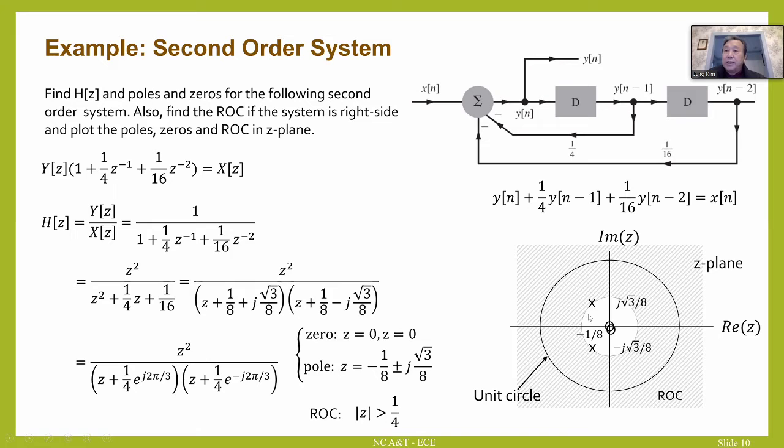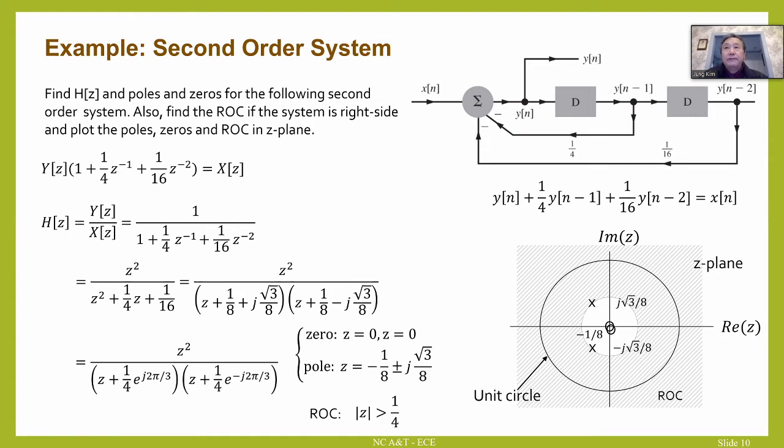One of the poles is minus 1 over 8 plus j square root of 3 over 8, or something like that. In polar form, the magnitude is 1 over 4 and the angle is 2 pi over 3 radians. So that's H of z. Okay so far? Once we have a difference equation, you should be able to find H of z, right?